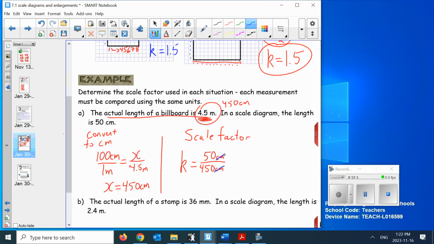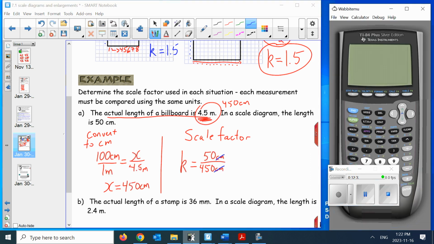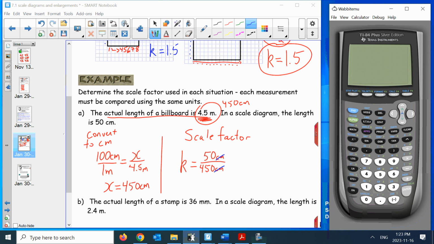You know what? I didn't say that the scale factor had to be a decimal or a fraction. Since we have calculators, I think decimals are easier though, right? And Jackson, you remember this because you asked me about it. I'm hoping you do. So check it. How do I change that into a decimal? Yeah, top number, 50. Oh, I got to turn this on. But yeah, 50 divided by 450. I get the decimal 0.111111.